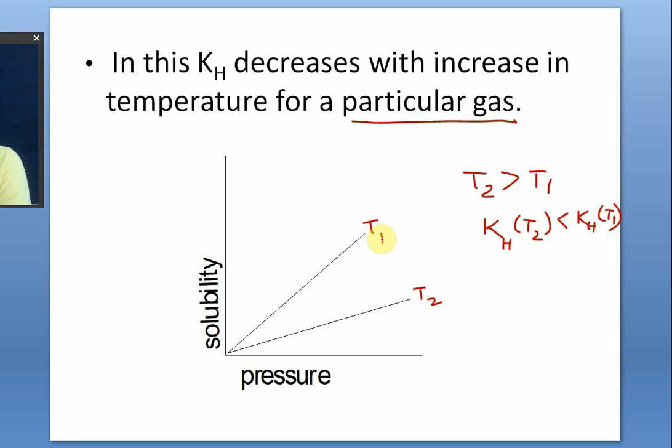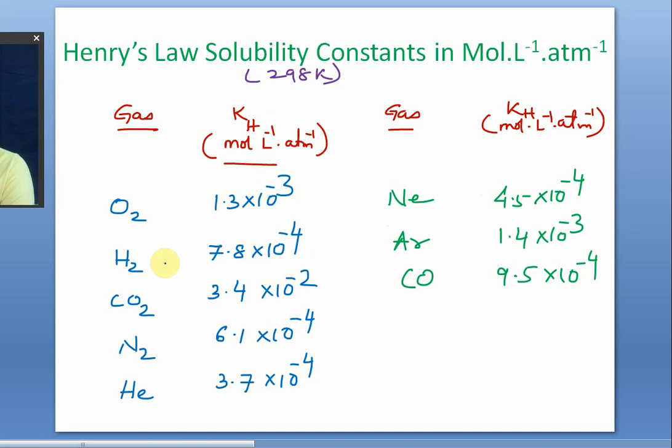To distinguish that, I was calling it the Henry law volatility constant, and here it is the Henry law solubility constant. Now I am giving you from the literature values of this kH in terms of moles per liter per atmosphere. That means solubility expressed in molarity, moles per liter. Per liter of the solution, how many moles of gas are dissolved. So you see the same thing. Carbon dioxide has a higher value than oxygen. Oxygen has a higher value than nitrogen.